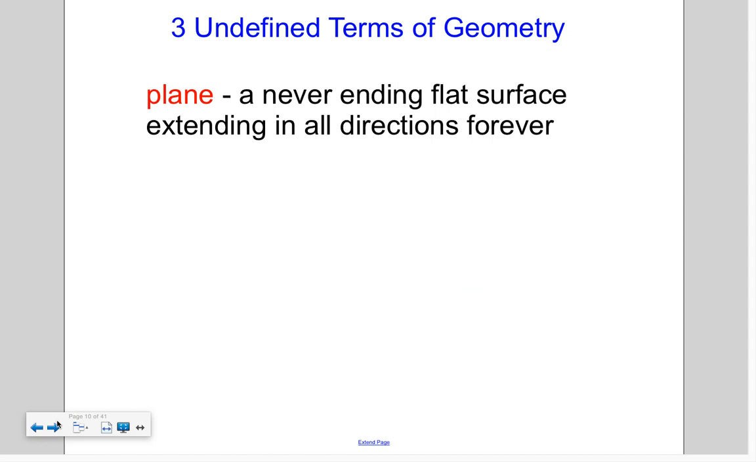A plane is a never-ending flat surface extending in all directions forever. In algebra, we use a plane quite often, the coordinate plane with the x-axis and the y-axis. In geometry, a lot of times the planes we have are just flat surfaces. We don't have coordinates. We do have points located on that plane, but we don't have as many coordinates that we work with.